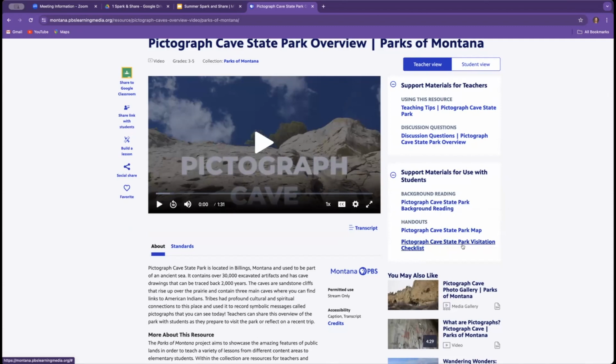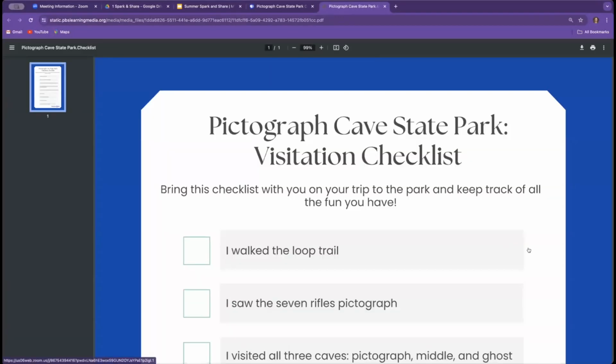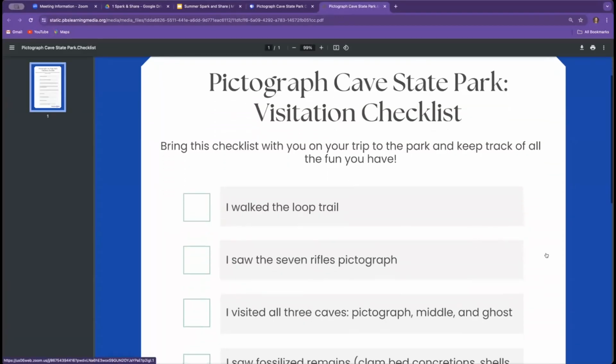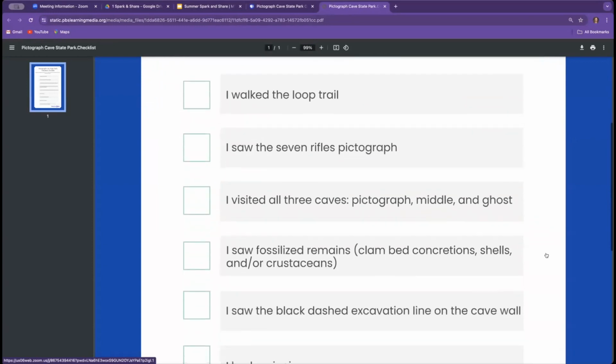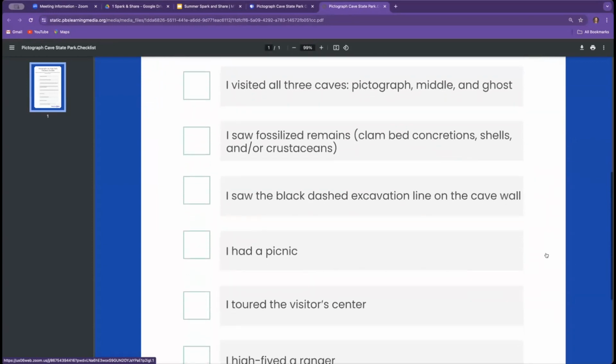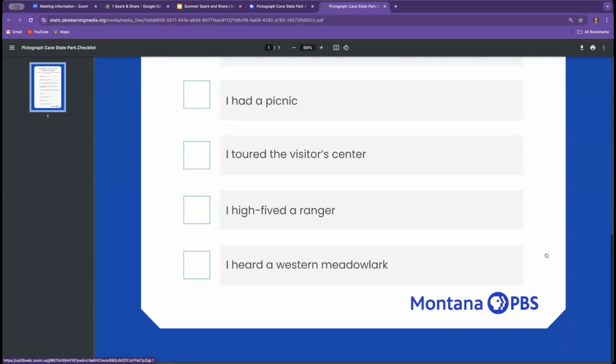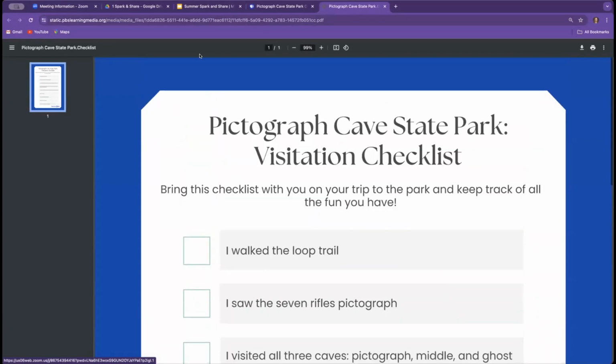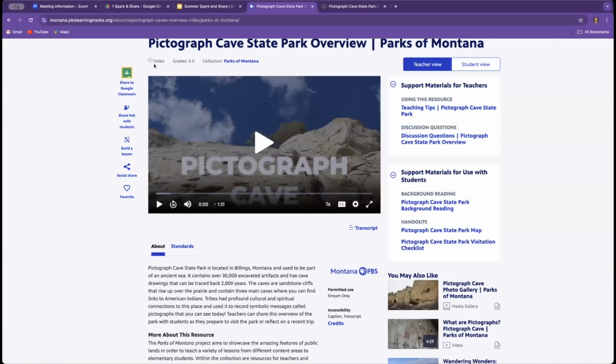The other one that we have had a lot of fun with is the visitation checklist. So the idea would be that you either printed this and had kids check this off while they're visiting the park, so that they could keep track of what they see, or they could check it off when you got back, if you didn't want to deal with printed materials while you were on a field trip. So every park has one of those visitation checklists.